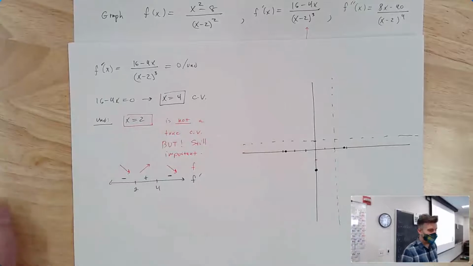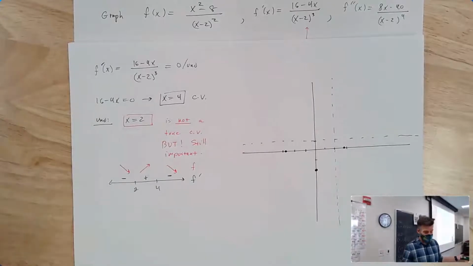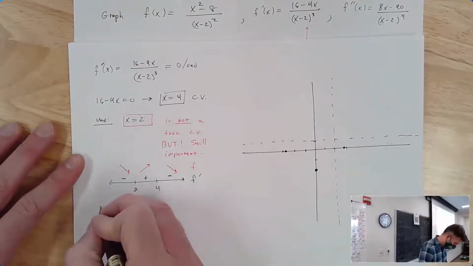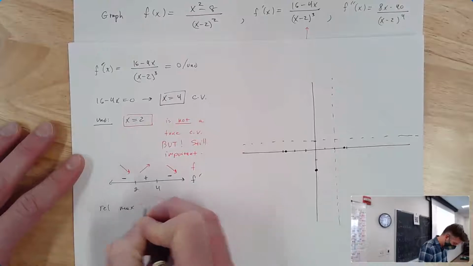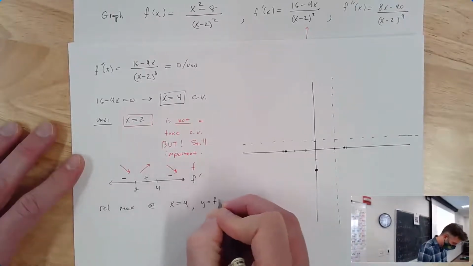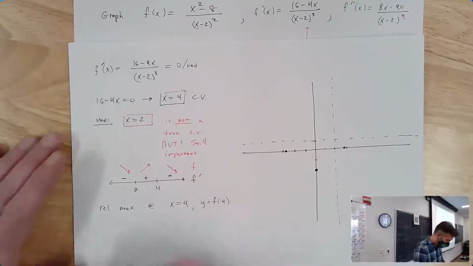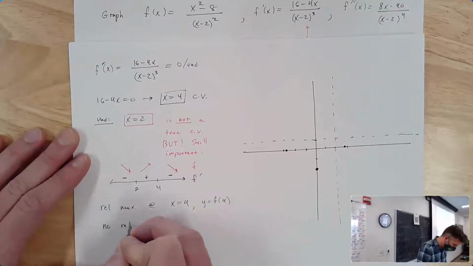And now here's where I could ask you a question meant to be a trick. Well, first question is not a trick. Where do I have a relative maximum? Right. And we'll find the y value in a second. Okay, now here's the trick question. Where is there a relative minimum? There isn't one because the function is undefined at 2. So no relative minimum.